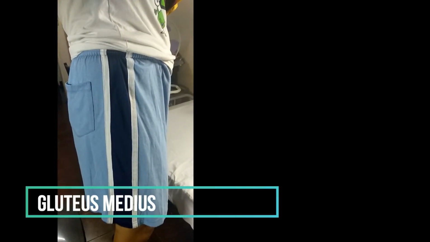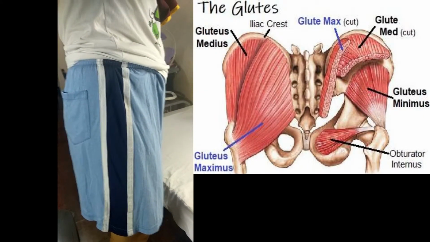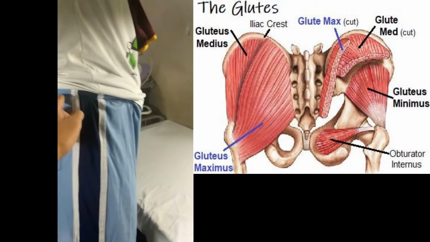Gluteus medius. Origin: gluteal surface of ilium under gluteus maximus. Insertion: greater trochanter of the femur. So the gluteus medius is located around here.